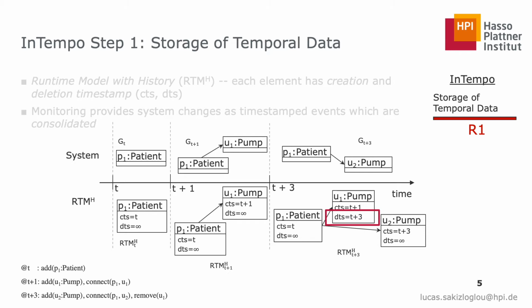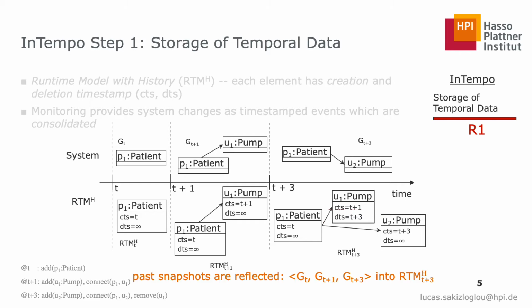In that sense, the runtime model with history transcends the traditional notion of causal connection as I described it before, in that it reflects removed elements. Another important feature is that past snapshots are collectively reflected into the runtime model with history. That is, the top compartment sequence of graphs, GT, GT plus 1, and GT plus 3, are all reflected into the runtime model with history at time point t plus 3.